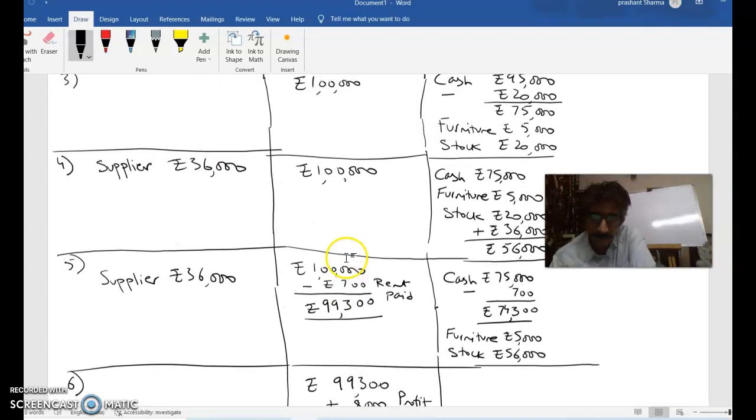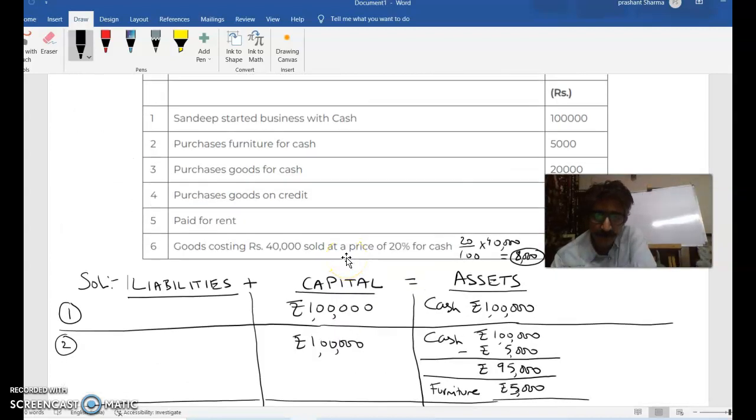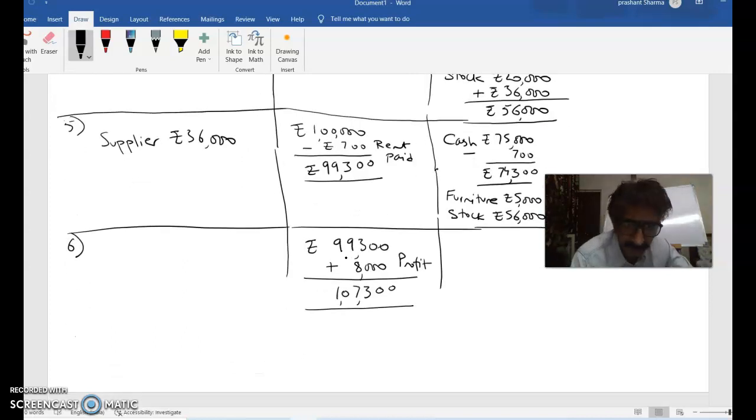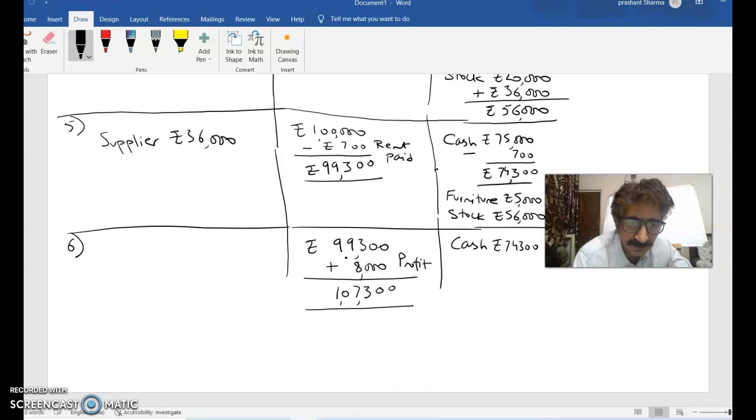And we have sold for cash. So what will happen? Cash will increase. Cash which was 74,300 in the previous one. In this we will add up the selling price of goods. We have sold for 48,000 because selling price we will receive from the customer in the form of cash. Okay. So this is the cash position now. Remember, selling price we will add in the cash whenever we sell for cash. Profit we will add in the capital.